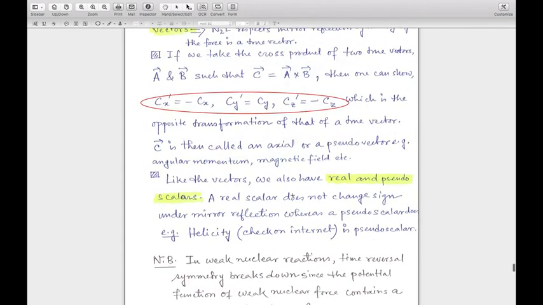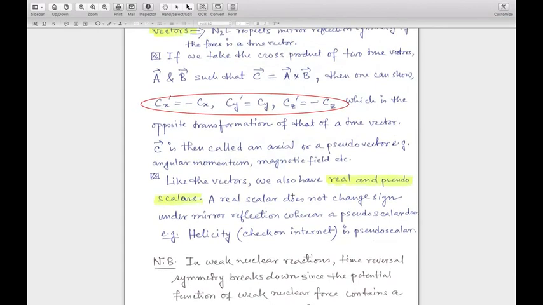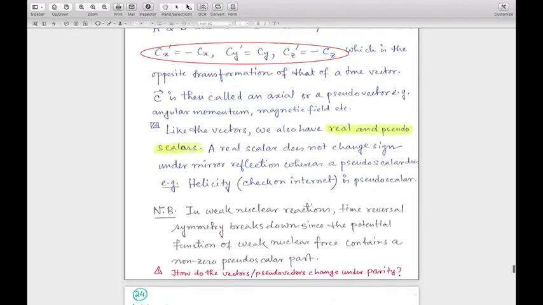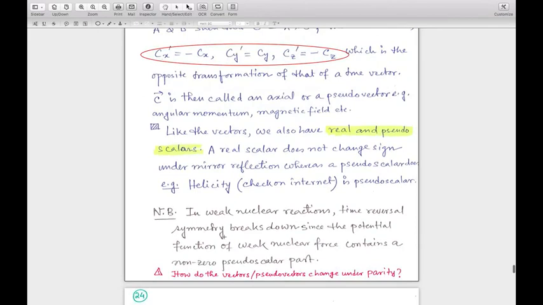Now, like the vectors, we also have real and pseudo classification for scalars. A real scalar does not change its sign under mirror reflection, whereas a pseudo scalar should change. So it is the opposite of the vectors. One thing is very interesting.